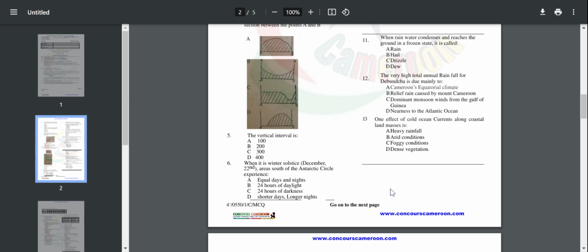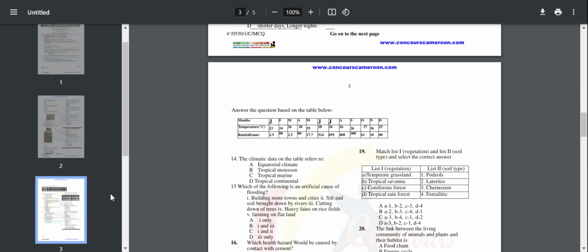Question 14. Answer the question based on the table. The climate data on the table refers to. The answer is A, equatorial climate.